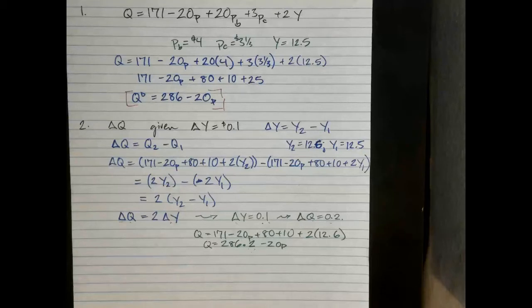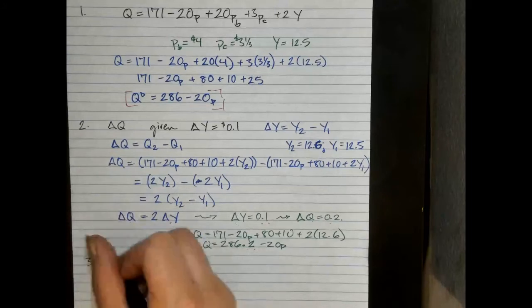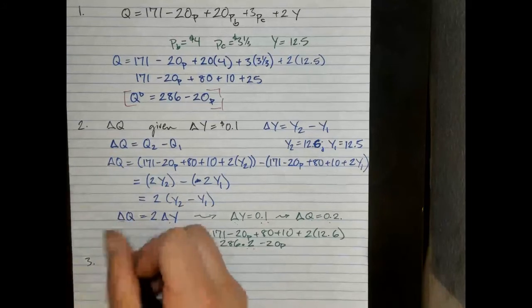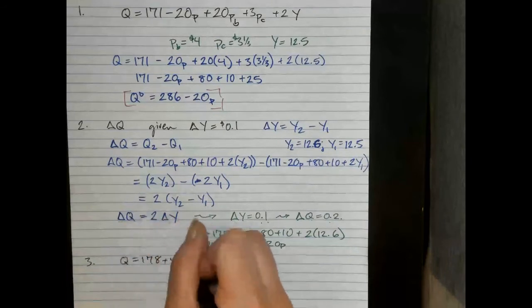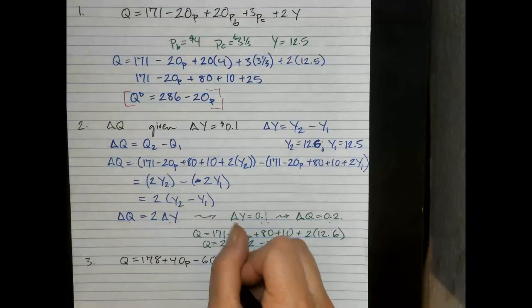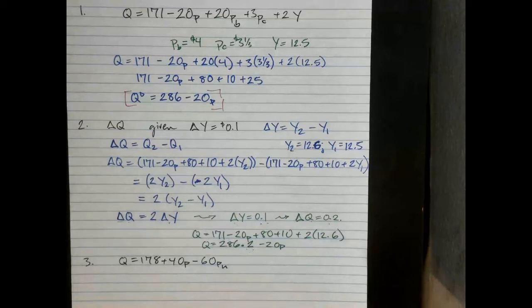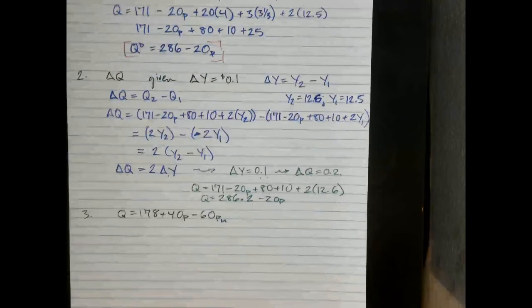So now that we have the demand function handled, we can move on to the supply side. And on the supply side, we have an estimated supply function that comes from the same paper on Canadian pork products. And so we can go ahead and consider the estimated supply function, Q equals 178 plus 40p minus 60 PH, which is the price of hogs, which we can consider an input in making pork products, right? You need to have pigs to make pork.